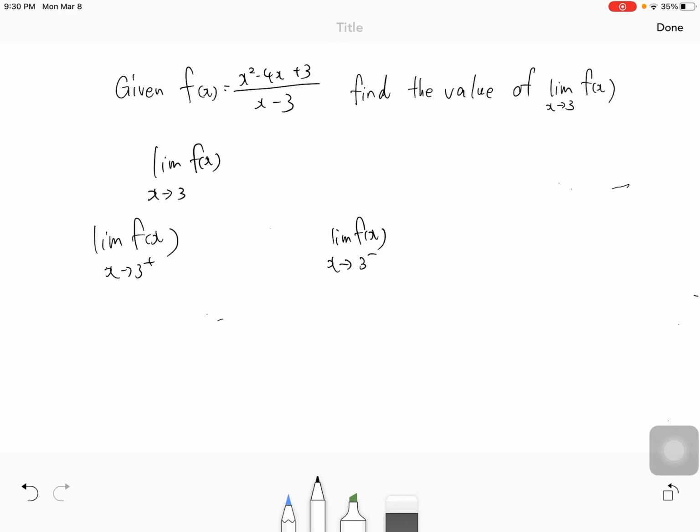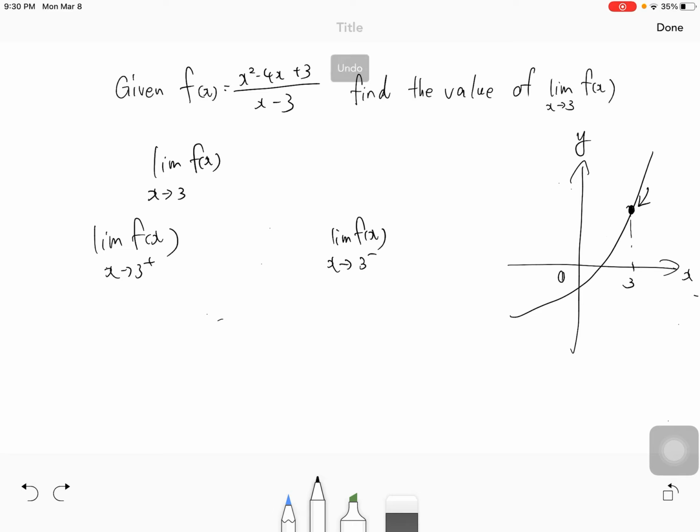The reason why you have to do these two is you don't actually plug in 3. You are going to plug in the value which is really close to 3. Let me explain about it. If the graph is like this, and if you want to find the value when x is really close to 3, you have to approach from both ways, from right side and from left side.